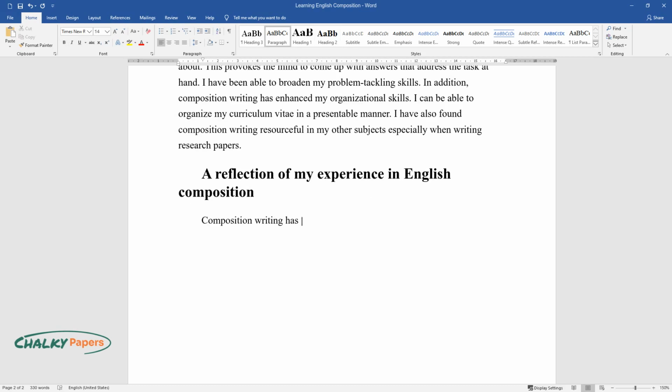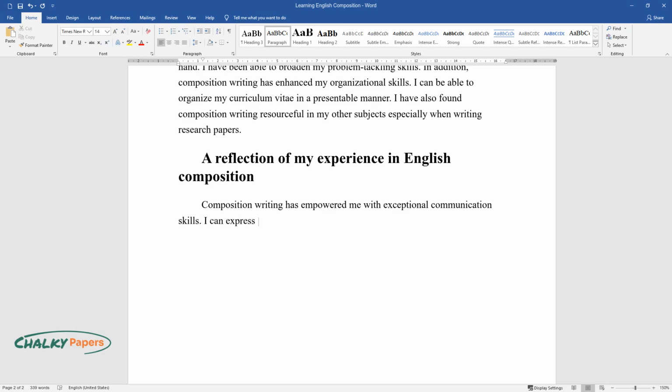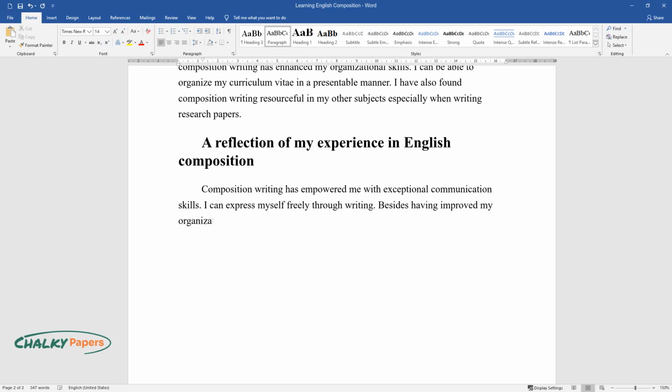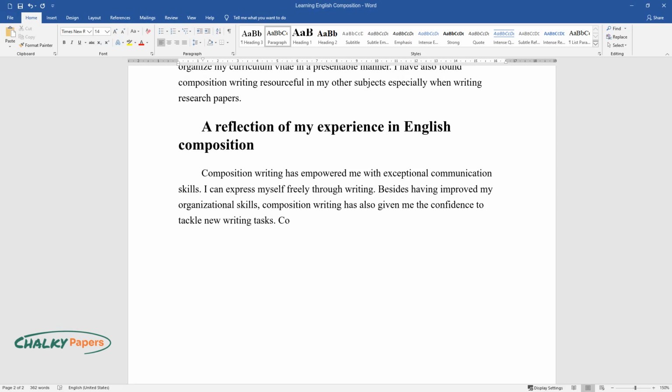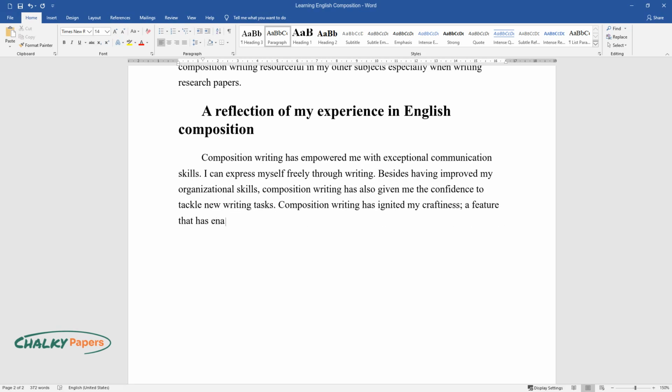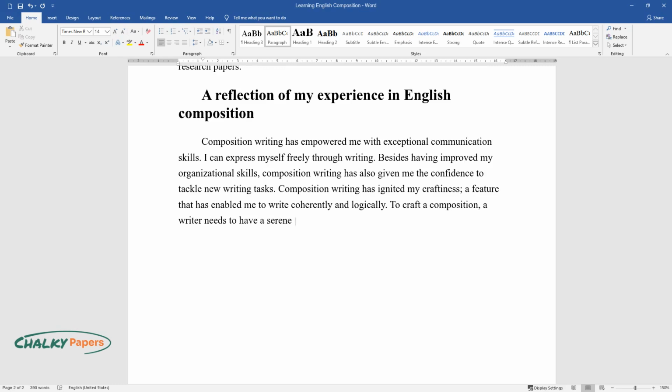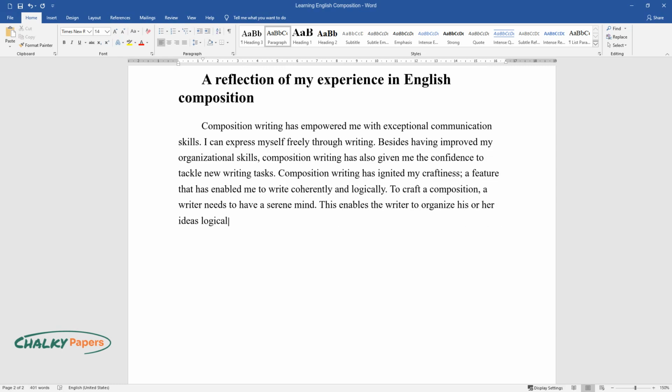Composition writing has empowered me with exceptional communication skills. I can express myself freely through writing. Besides having improved my organizational skills, composition writing has also given me the confidence to tackle new writing tasks. Composition writing has ignited my craftiness, a feature that has enabled me to write coherently and logically. To craft a composition, a writer needs to have a serene mind. This enables the writer to organize his or her ideas logically.